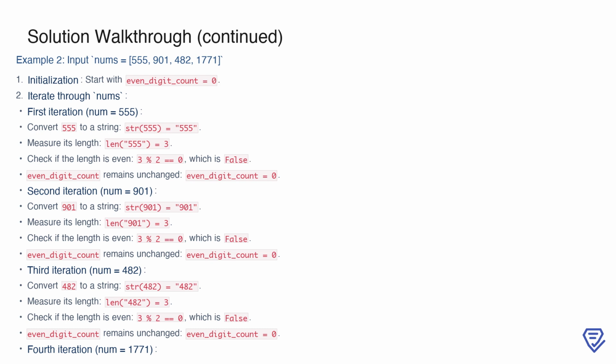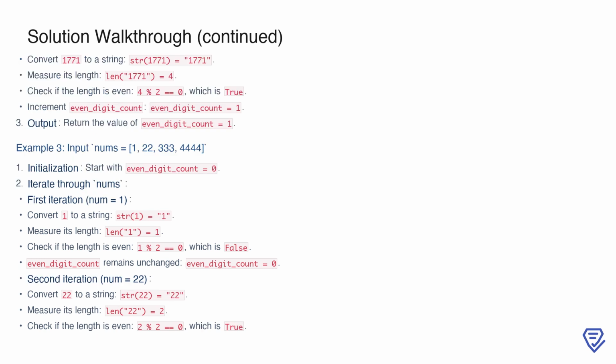In the third iteration, the number is 482. Converting it to a string gives 482, and its length is 3. Since 3 is odd, there's no change to even_digit_count, which stays at 0. In the fourth iteration, the number is 1771. Converting it to a string gives 1771, and its length is 4. Since 4 is an even number, we increment even_digit_count by 1, making it equal to 1. At this point, we've gone through all the numbers in the array, so we return the final value of even_digit_count, which is 1.